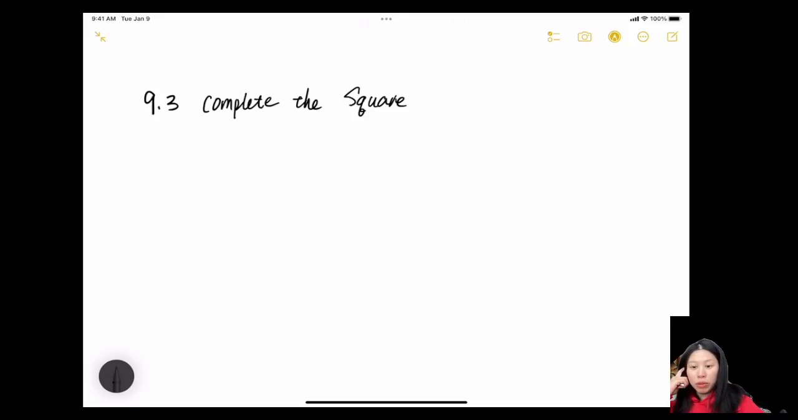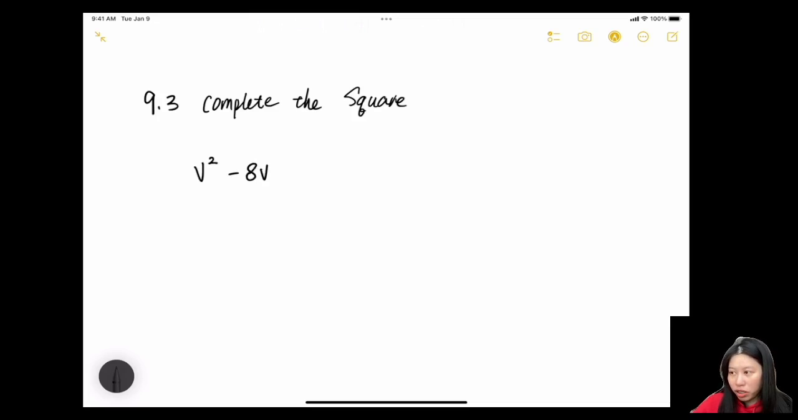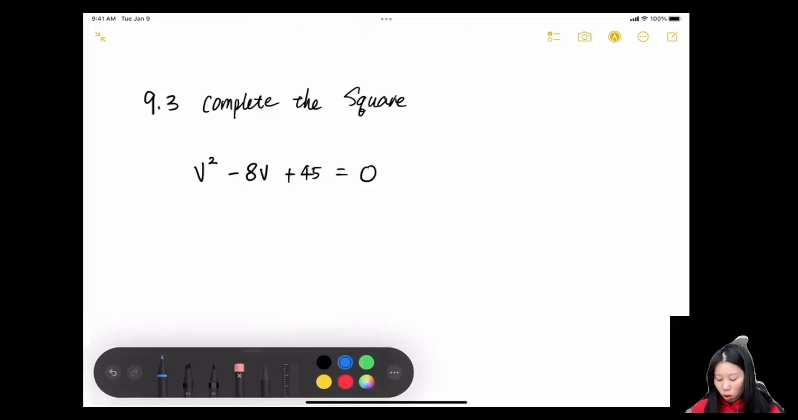Okay, so today we will talk about some exercises about completing the square. Here's an example: v squared minus 8v plus 14.5 equals 0. Remember, to complete the square, basically we are looking for a and b.